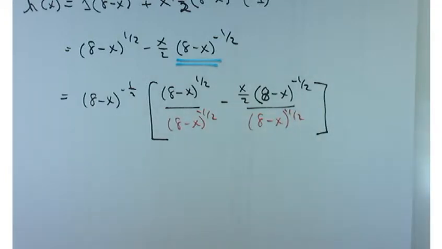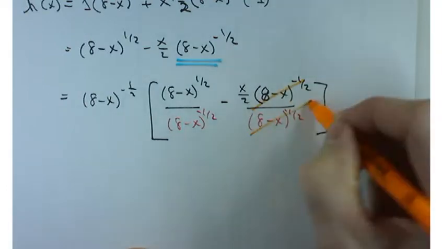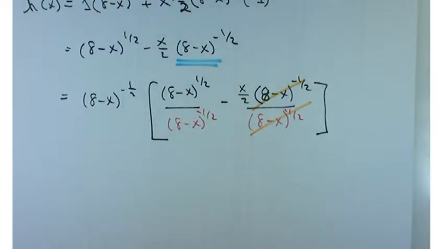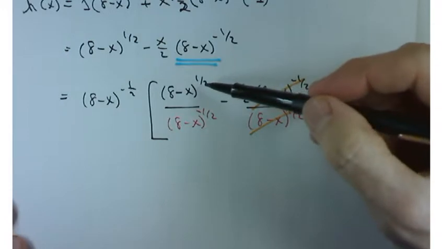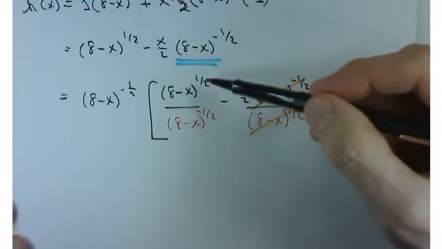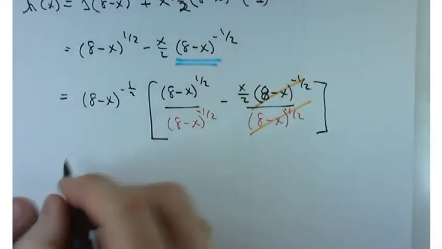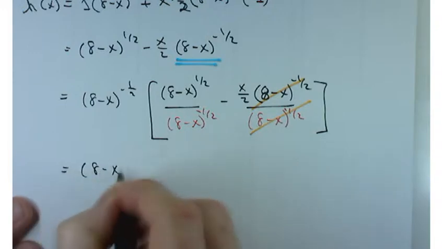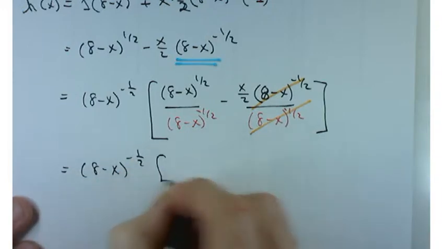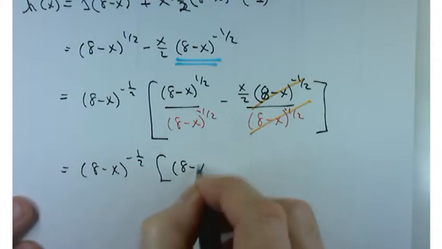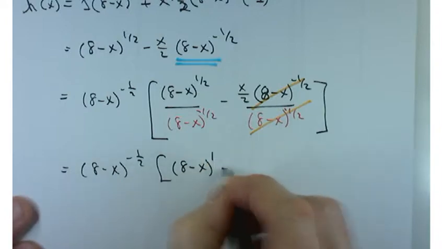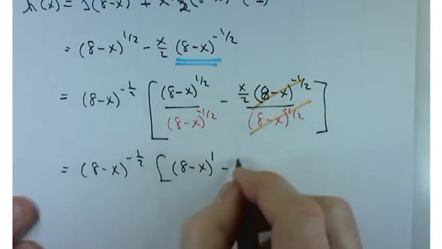So that gives us some quick simplification, at least for part of this, because right here those two terms are the same. So that just drops out altogether. But how about here? What happens when I divide 8 minus x to the 1/2 by 8 minus x to the minus 1/2? Yeah, you get a 1. So you get 8 minus x to the first power, minus the only thing left from here, x over 2.